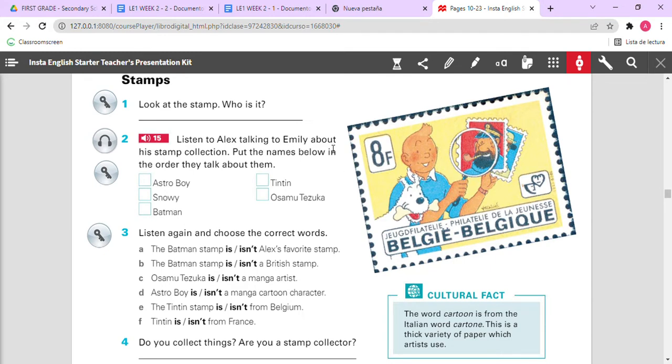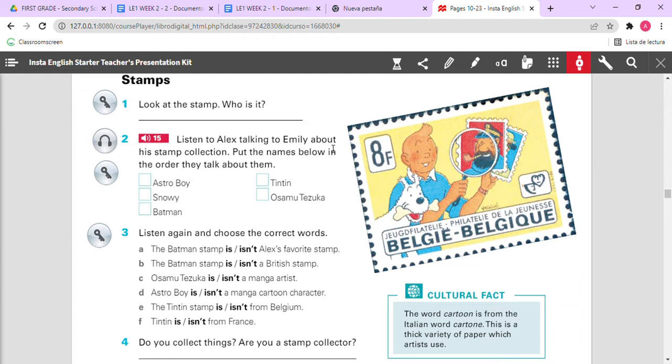Number 3 says, listen again and choose the correct words. So the idea is to listen once again to the audio. Okay, you can repeat the audio, there is no problem. And then choose the correct option. Could be affirmative or negative. For example, the Batman stamp is Alex's favorite stamp, or the Batman stamp isn't Alex's favorite stamp. So you choose is or isn't.